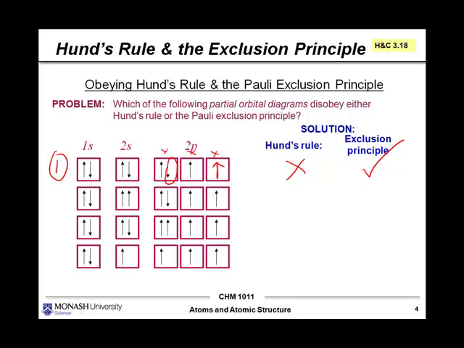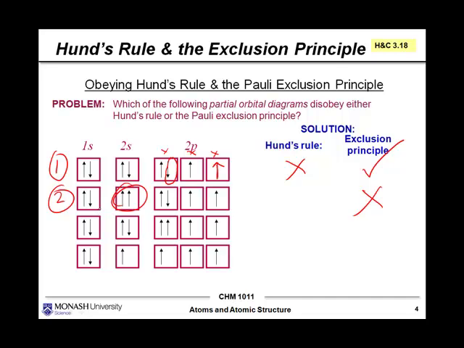In the second case, we see that this is the case: 2 electrons having the same spin in the 2s orbital. So it's disobeying the exclusion principle. Does it obey Hund's rule? Yes, in this case it does.